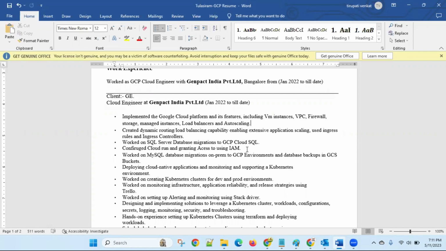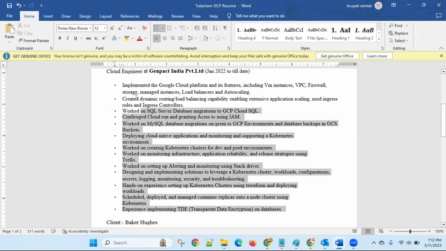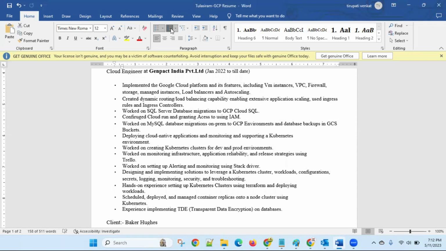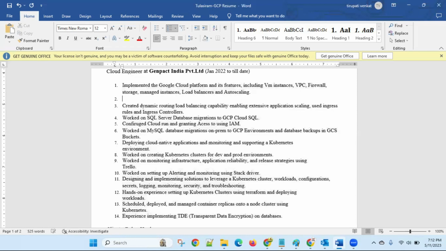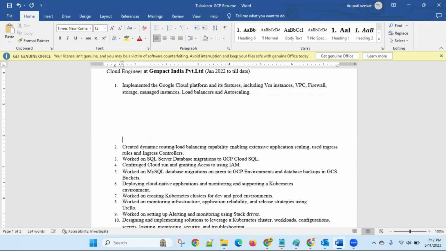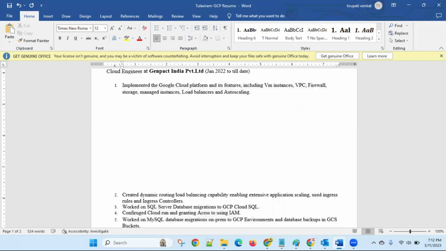How can you do that? These are the points. How many points are there? For example, one project contains 10 points. Approximately how many? Let me make it 13 points. In those 13 points, you can keep some space. Approximately, you have to get 10 questions for the first point.